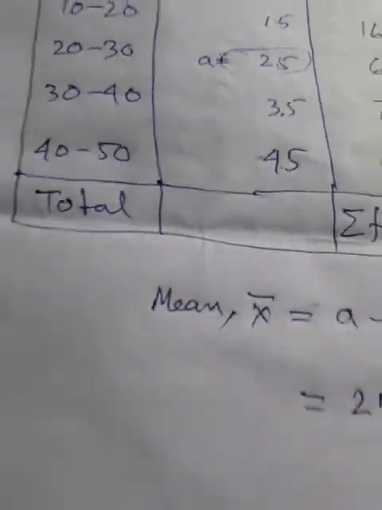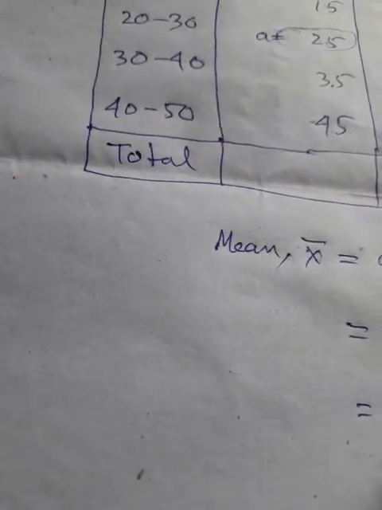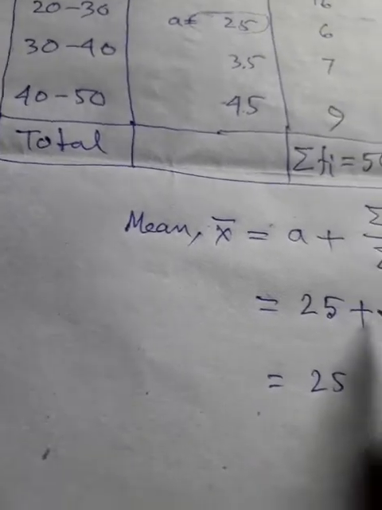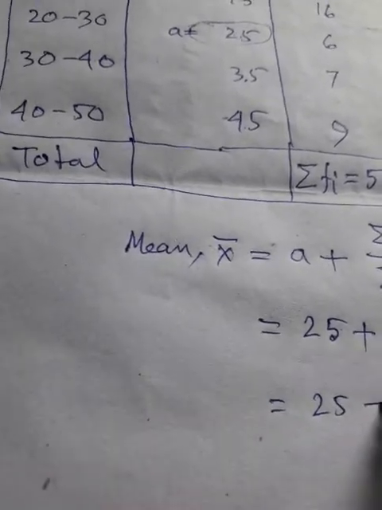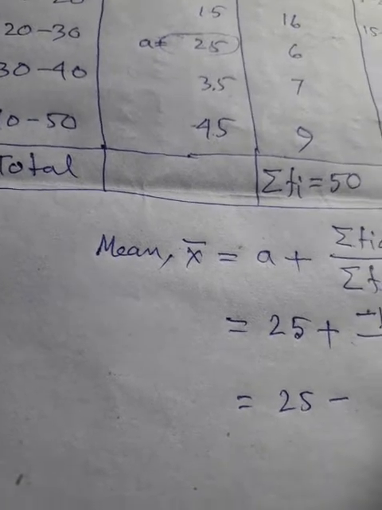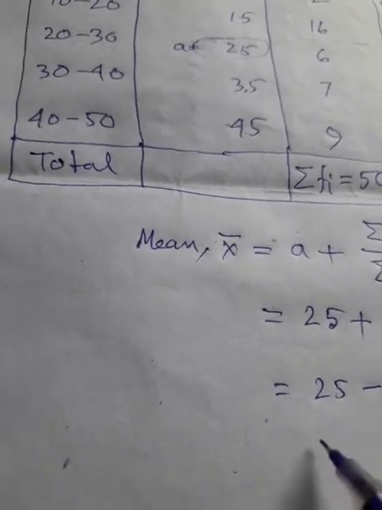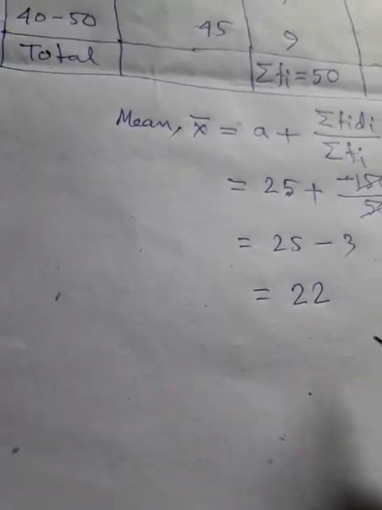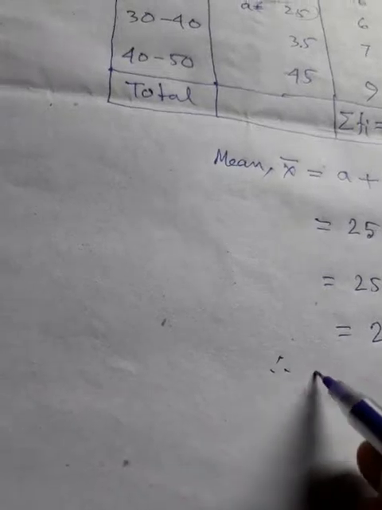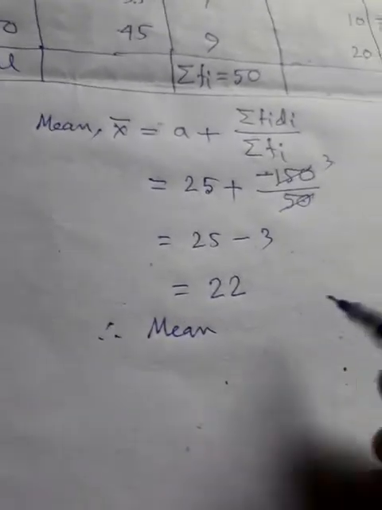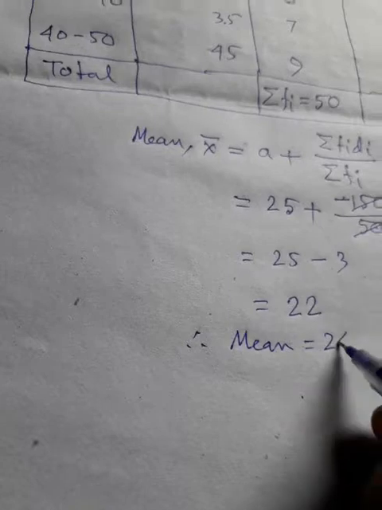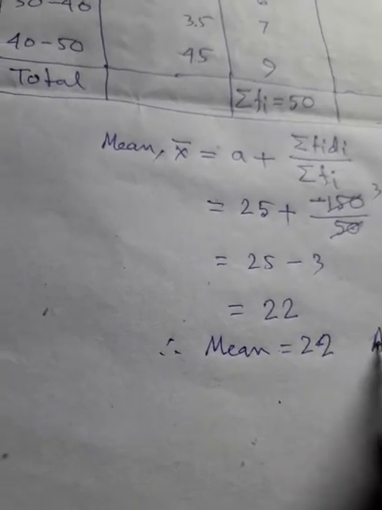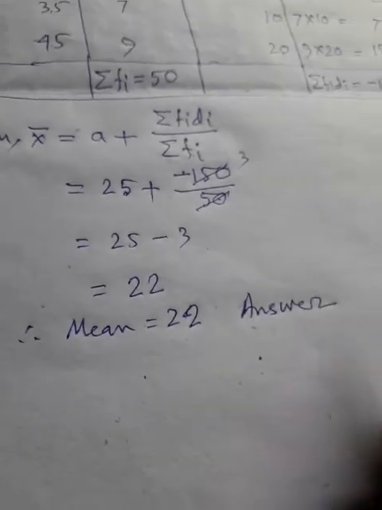So 25 plus minus 150 divided by 50 is equal to 25 minus 3, since 150 divided by 50 is 3, which is equal to 22. Therefore the mean is equal to 22. Answer. Okay.